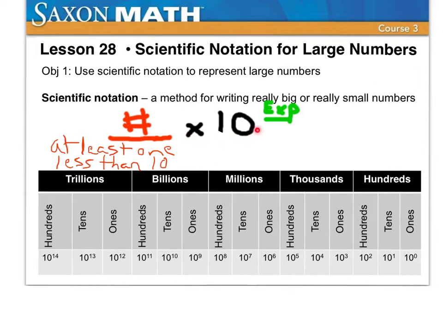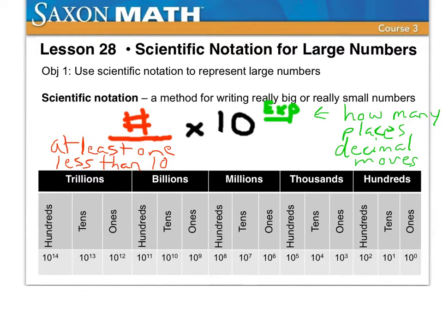Then you always have times 10, always times 10, to some exponent. And what the exponent does is it tells you how many places to move the decimal. We'll talk about what that means. So how many places the decimal moves, that's what the exponent tells you. And we'll talk about that in just a second.